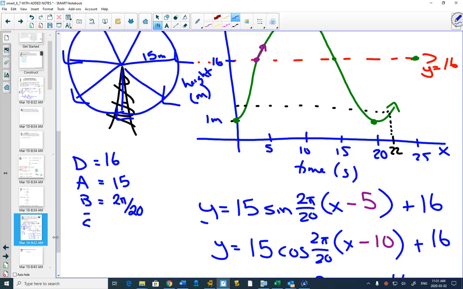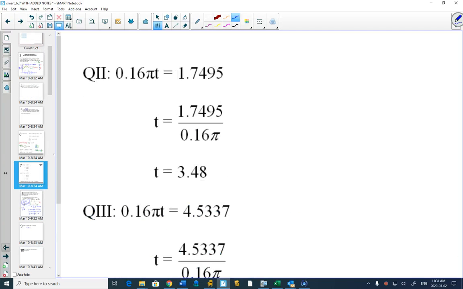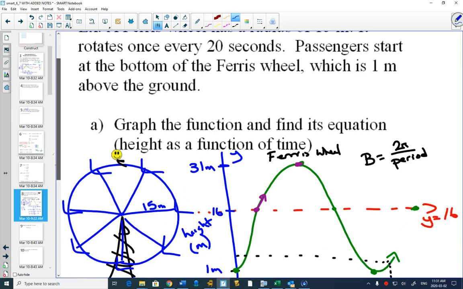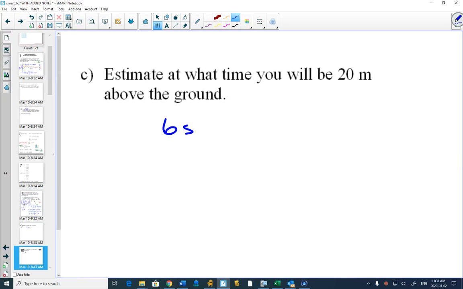The second estimate was, when will it be 20 meters above the ground? So we go to our graph here. 20 looks like it about there. We got a value there and there. So it looks like at maybe 6 seconds, that would be an estimate. Yes, and then you could do all of that solving that we did before as well.